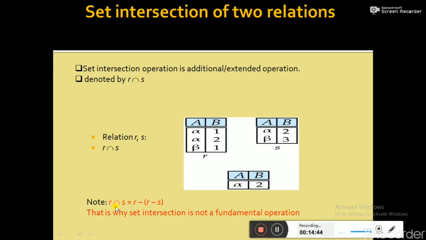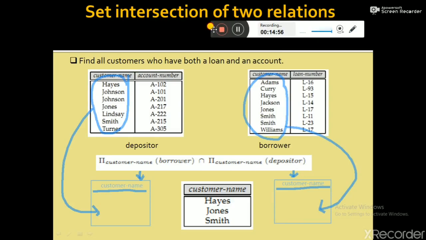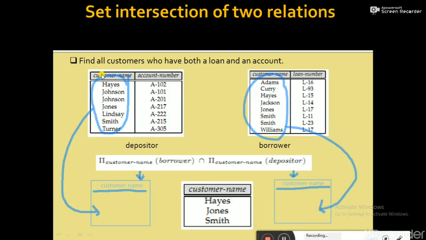That means R intersection S does not add any extra power to the relational algebra operation, because instead of doing that operation we can achieve the same result by doing the set difference operation. Suppose we have to find all customers who have both a loan and an account. That means we have to print only those customers who have an account in the bank as well as have some loan from that same bank.